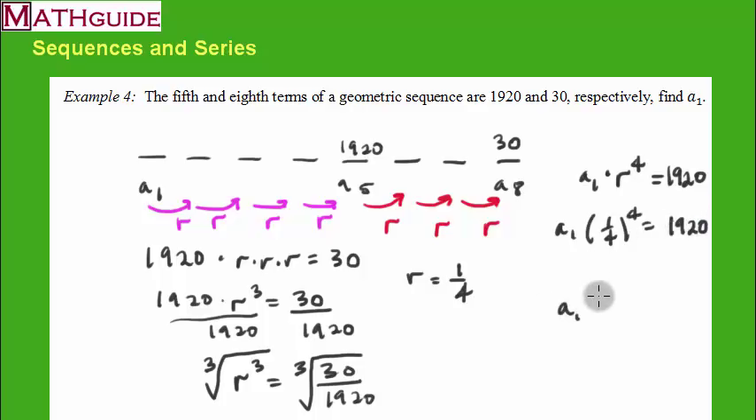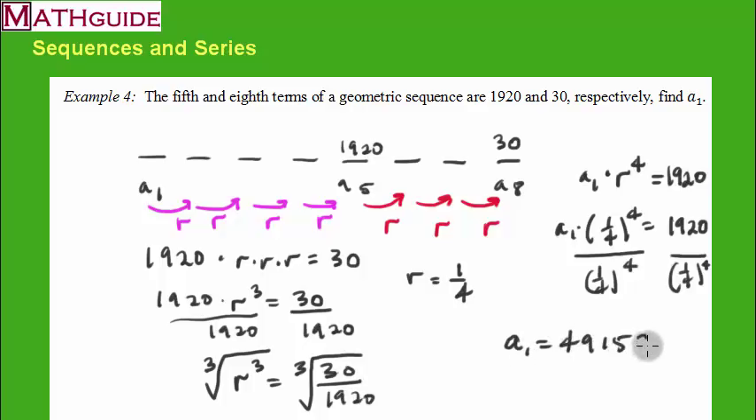So how do we get a sub 1 alone? Well, if I'm multiplying by 1/4 to the 4th power, that's exactly what we're going to divide by, 1/4 to the 4th. So again, we shove this into a calculator. All right, so the answer is a sub 1 is 49,152... a huge number.